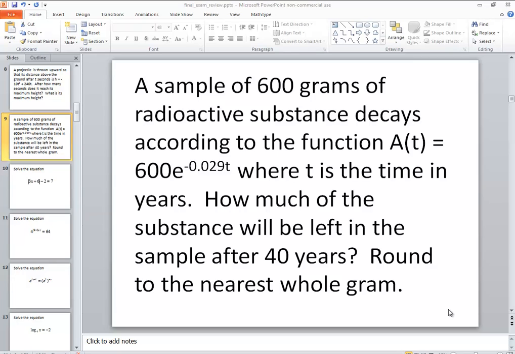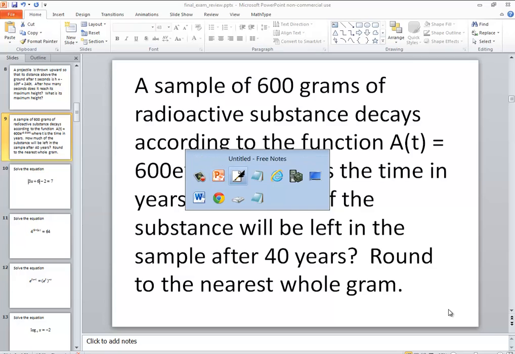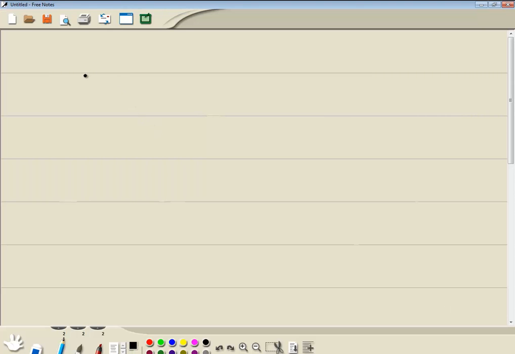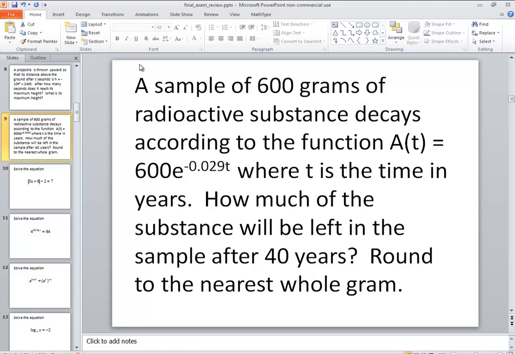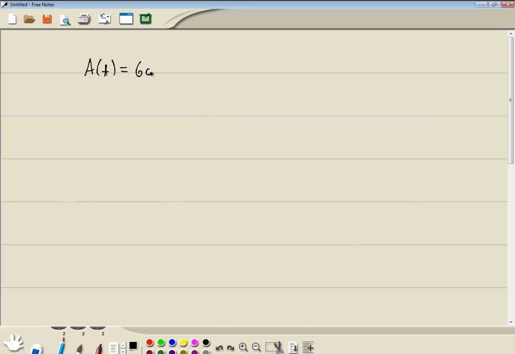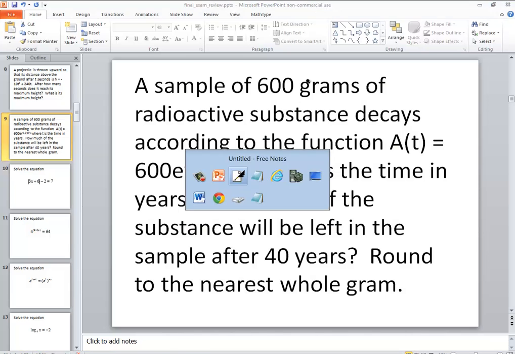This problem: a sample of 600 grams of radioactive substance decays according to the function A of t equals, and let me write this down as I'm reading it. So A of t equals 600 e to the power of negative 0.029 t, where t is a time in years.